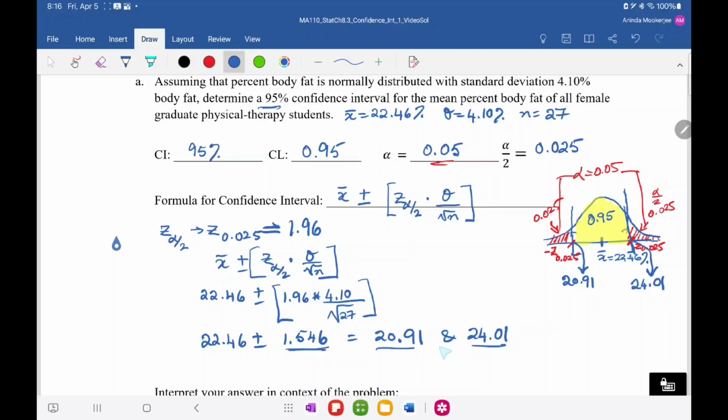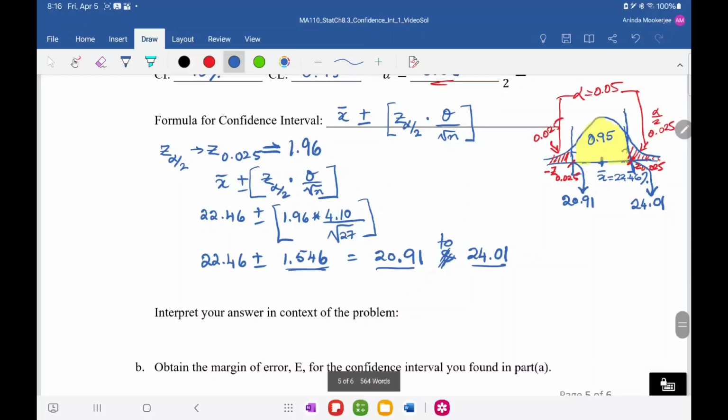We can either write it as 20.91 and 24.01, but I think it's better to write "to" because it means that they are the end points of an interval. So all the values in between are also values belonging to that interval. Okay, so it's better to use the word "to".